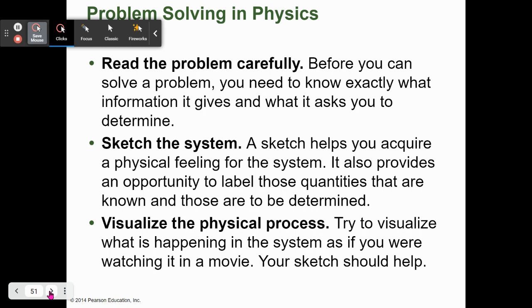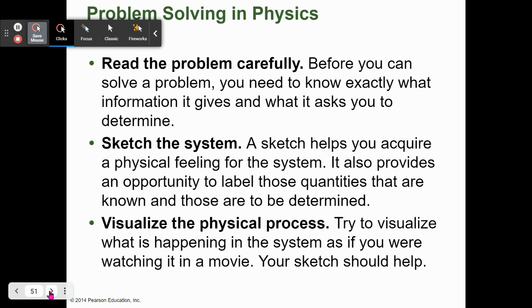Number two, and this is something we'll do a lot that you may not have done much in math class, we're going to sketch out the problem. Especially when we start talking about vectors and forces and velocity and acceleration, it's going to be extremely helpful to sketch the problem out so that you can visually see, here's what I'm given, here are the directions, here's what my answer needs to be. It's going to help you understand what you're given and what you're looking for.